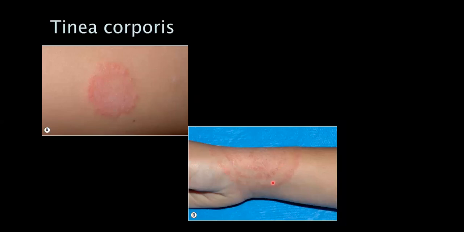So we can see these polycyclic circular lesions in this particular image on the right. And then on the left, this I would describe as a nummular lesion. But you can see there's slight clearance there in the center. Then, of course, again, a very, very active border.